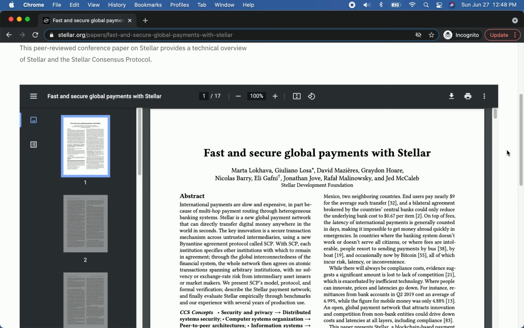But the last thing I want to leave you with is some further reading material, and this is the white paper on the Stellar network, so I would highly recommend you take a look at this.